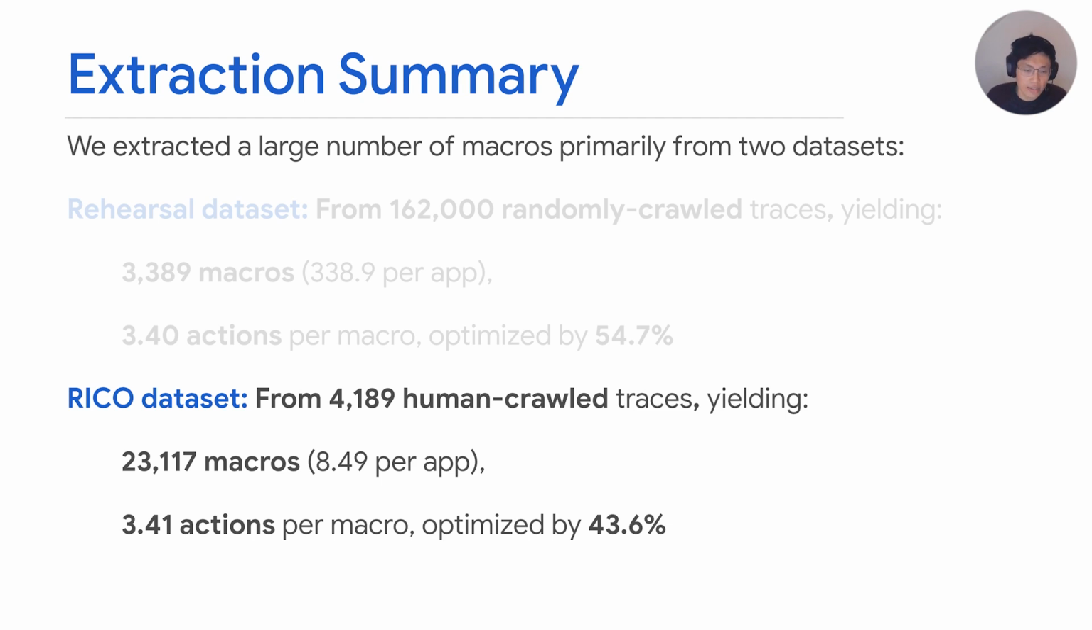On the other hand, we also extracted macros from the open source RICO dataset that consists of 4,189 human crawl traces. But these traces are from a significantly larger number of Android apps that test our system's ability to handle a large breadth of different types of apps. Our system extracted over 23,000 macros with 8.49 per app on average. Each macro consists of, on average, 3.41 actions and are optimized by 43.6%.